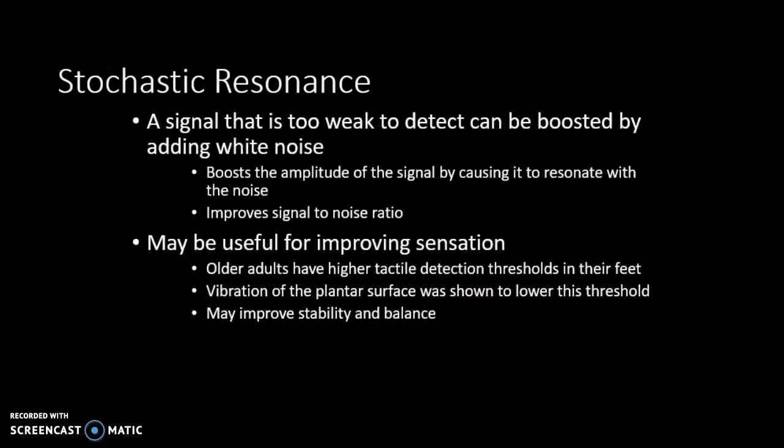The last thing I want to end on is stochastic resonance. Sometimes there's a signal that's too weak to detect and can be boosted by adding some type of white noise. And so what this could do, if we look at older individuals, they have a higher tactile detection threshold in their feet, meaning it takes a higher threshold in order for them to detect something. Vibration of the plantar surface has been shown to lower this threshold, and that might actually improve their stability and balance. So this white noise can boost the amplitude of the signal, causing it to resonate with the noise, and now we can actually improve balance and postural control.